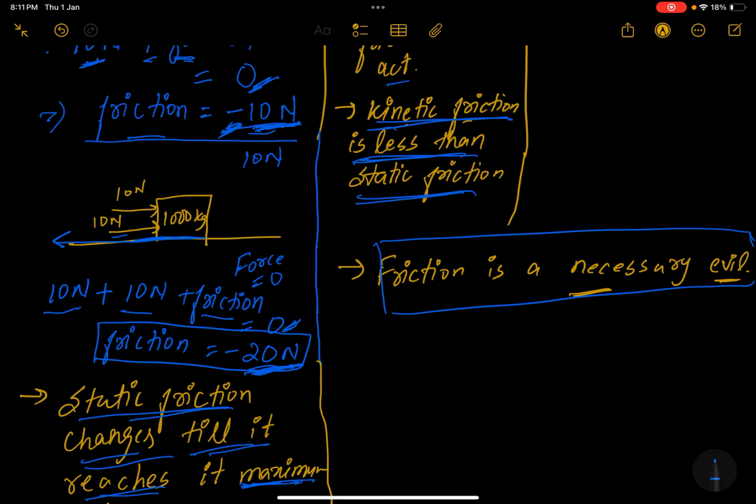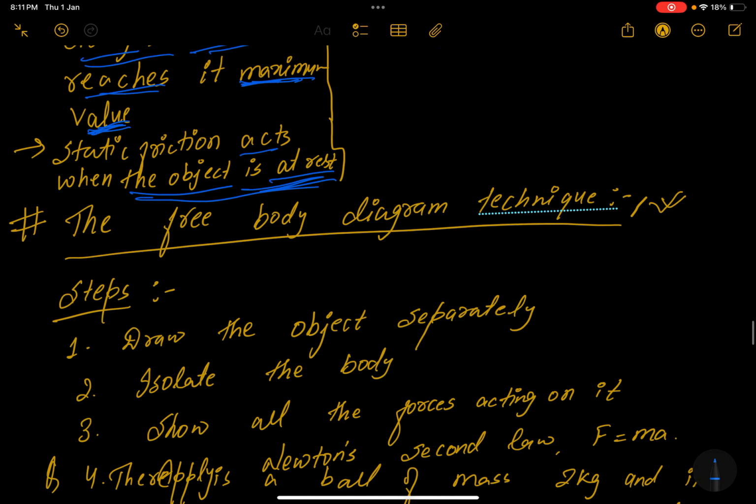But the negative: if friction does not exist, we go very smoothly, but we cannot even walk. Because of friction we walk. Because there is friction, we push the ground backward, then the ground pushes us forward. That's how friction works. So friction is evil, but it is a necessary evil. If friction is not there, we cannot do anything. And because of friction we have many disadvantages, many energy losses, but it is needed for life. So yeah, friction is a necessary evil.